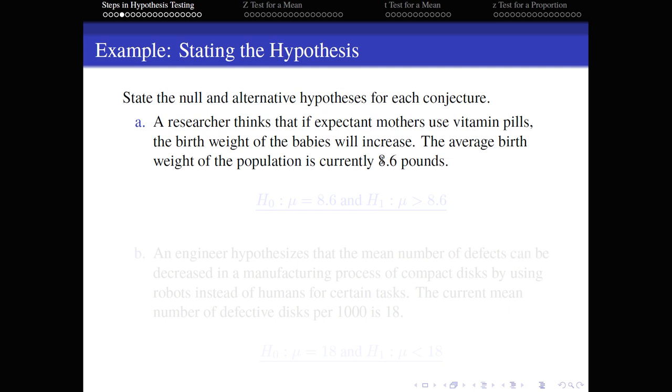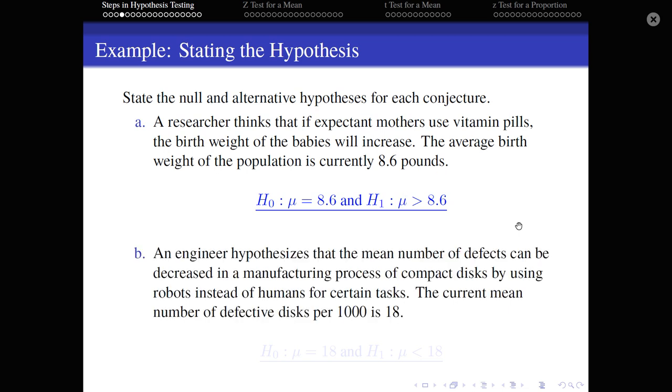So the null hypothesis is that nothing's going on. If you took the pills, your average is still going to be 8.6 pounds. But the alternative hypothesis is looking at an increase in the birth weight. So my null is going to be that the mu is equal to this default value. My alternative is going to be that the mean is greater than this value.